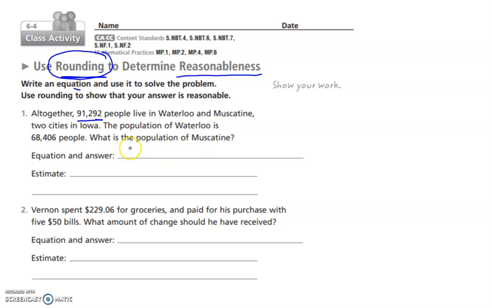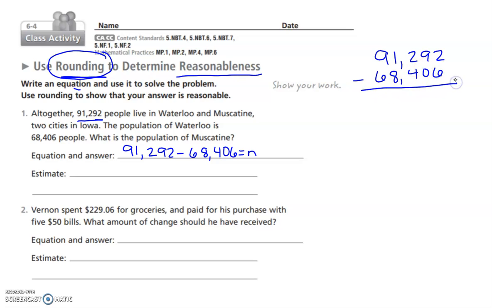So that means we're going to do 91,292 minus 68,406, and that is going to equal n, our unknown number. So let's come over here to the side. I'm going to go ahead and stack and solve. So that's 91292 minus 68406. Make sure I did those numbers.